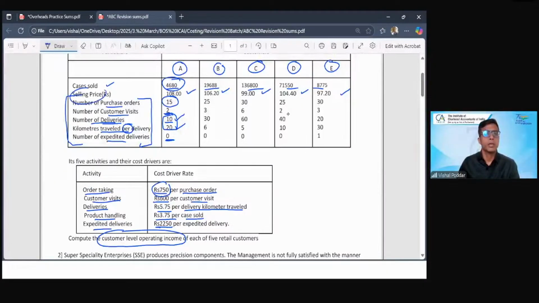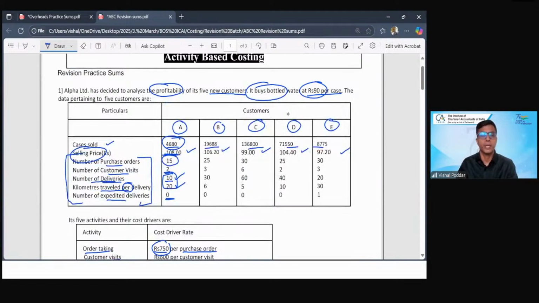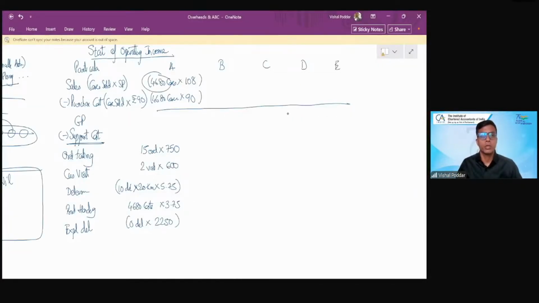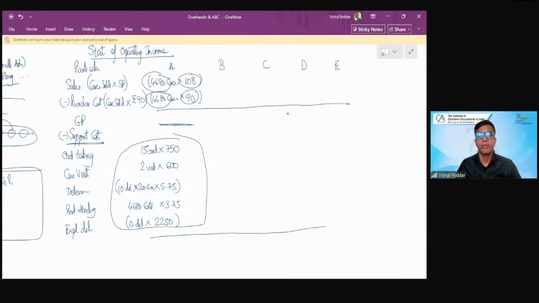See, selling price I have taken 108 for this customer category. Purchase cost was already given as 90. So cases sold into 108, cases sold into 90, I get my GP. And from GP, I deduct my remaining overheads cost to get my final operating income.